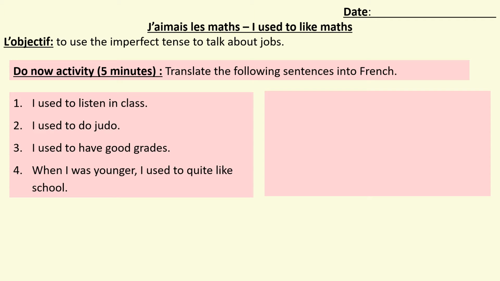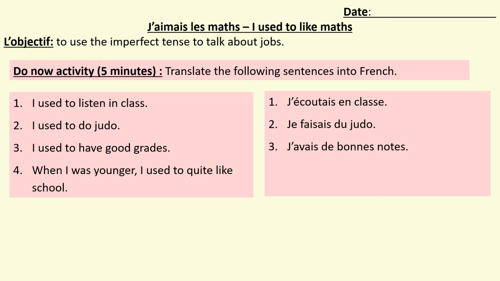Okay, let's check those answers now. 1. J'écoutais en classe. 2. Je faisais du judo. 3. J'avais de bonnes notes. Et 4. Quand j'étais plus jeune, j'aimais bien le collège. Pause and check those answers now.